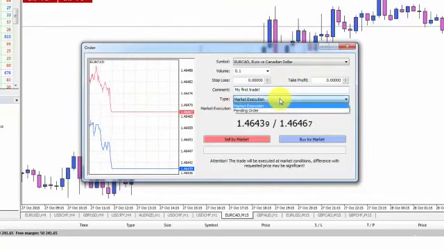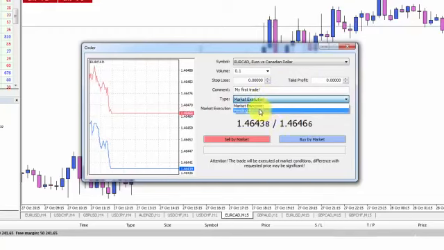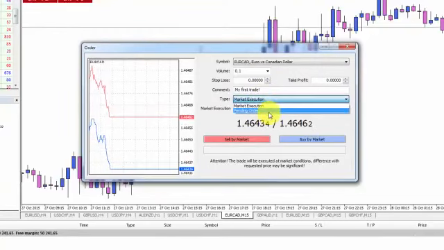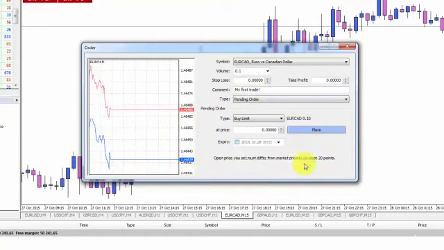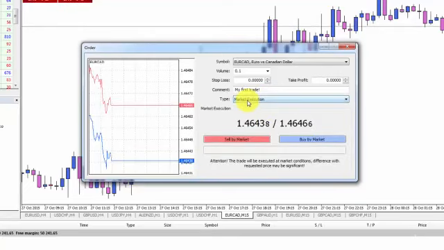Then market execution. So here there are two options: market execution and pending order. Pending orders are kind of like delayed orders, and if you click that, you have a different set of options, and we'll talk about pending orders further down in this section. So let's leave that for now. Let's just focus on market execution.